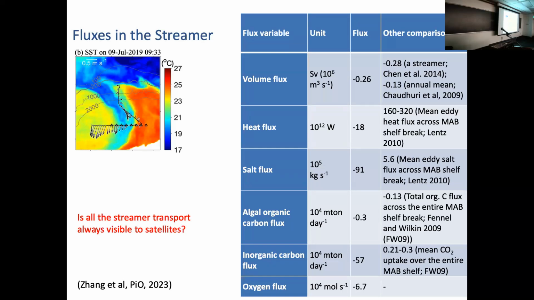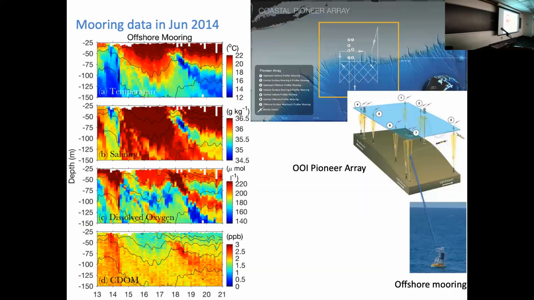So this is the part of the transport we can see directly from the surface. Then the question is, is all the transport by the shelf streamers visible to us from the satellite? Are there any hidden underneath that we don't see, right? To answer that, let's look at some in situ measurements by the Pioneer Array, the OOI Pioneer Array, the old one. From 2014 to 2022, a set of moorings was deployed right across the shelf.